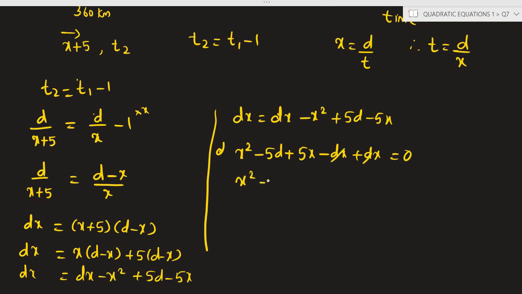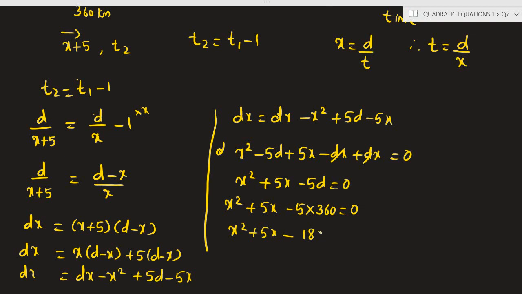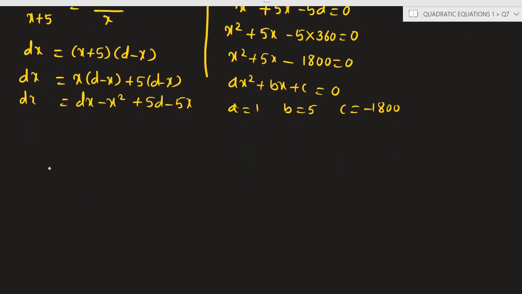x square plus 5x minus 5d is equal to 0 now, and you substitute the value of d. x square plus 5x minus 5 into d, which is 360 kilometers, is 0. x square plus 5x minus 1800 is equal to 0. And you compare this equation with ax square plus bx plus c is equal to 0. What is the a value? a is equal to 1. What is the b value? b is equal to 5. What is the c value? Minus 1800. So let us go for the quadratic equation formula.